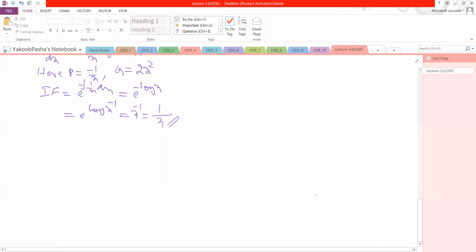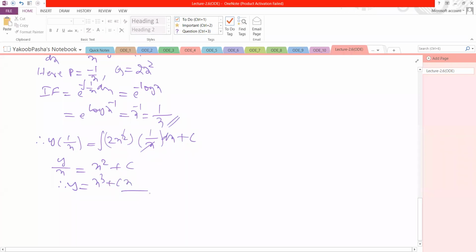Now we find the general solution. The general solution is y into integrating factor. I am writing directly, y into integrating factor 1 by x is equal to integral of q, where q is equal to 2x square, and integrating factor is 1 by x, dx plus c. Here x will be cancelled, and this is y by x is equal to 2x, integration is x square, plus c. Therefore, y is equal to x cube plus cx, is the general solution of the given differential equation.